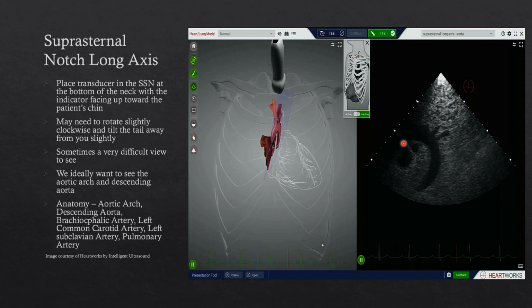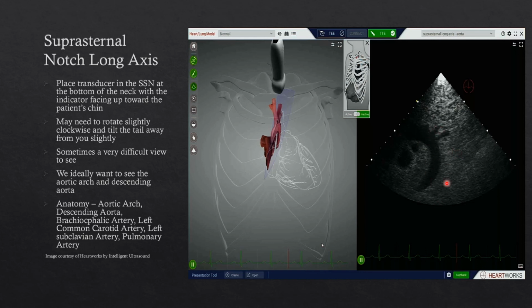So what we're seeing here is we want to be able to see the arch of the aorta, and then we want to be able to see the descending portion of the aorta as well. Oftentimes you can see these branches coming off of the aorta here. The brachiocephalic or innominate is the first one. The middle one is the left common carotid. And the last one is the left subclavian artery coming off right there. So we typically can see at least 2 or 3 of those great vessels coming off of the aorta.